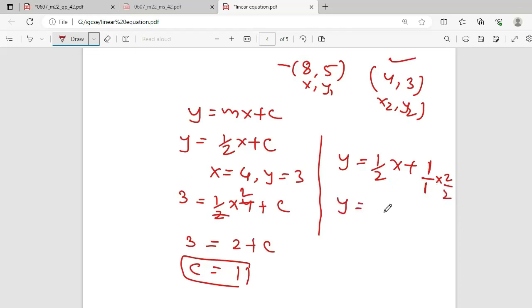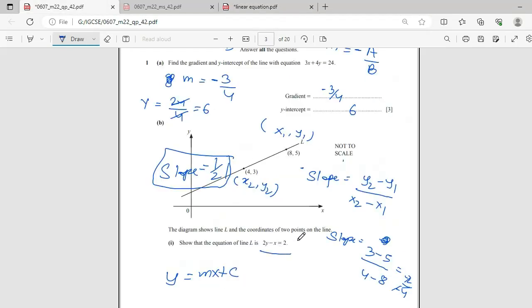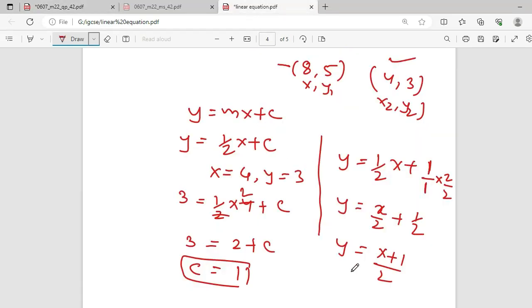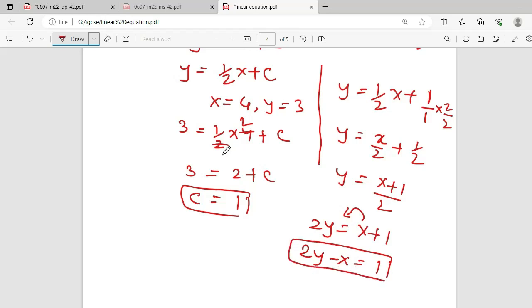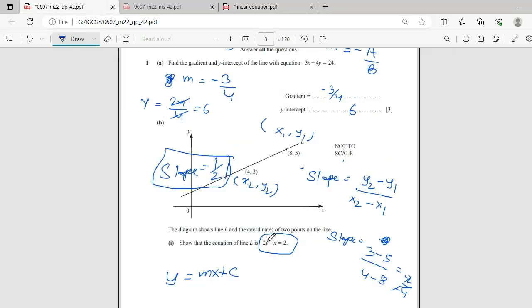So what will be our answer? y is equal to x upon 2 plus 1 by 2, or we can write y is equal to (x plus 1) upon 2. Let's see what is given here: 2y minus x. We have to write it in the standard form. So how can we write it in the standard form? This will go like 2y is equal to x plus 1. Now x will come over here, right? So we can write 2y minus x is equal to 1. This is our equation. Just compare with this one, 2y minus x.